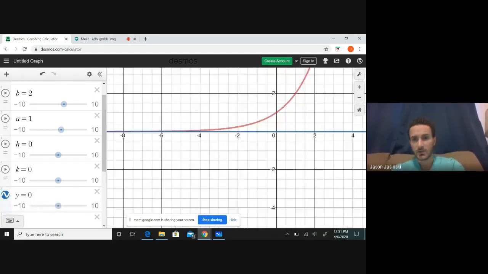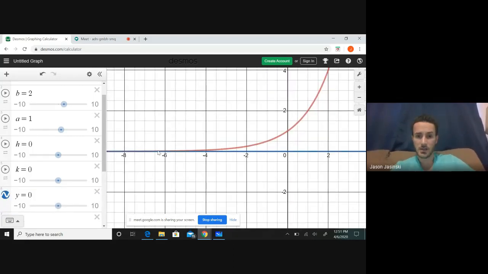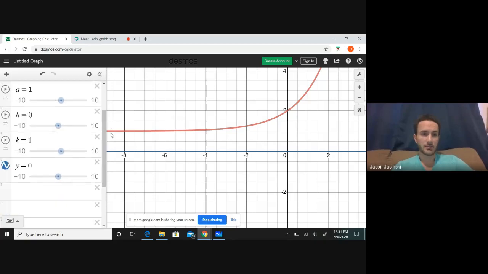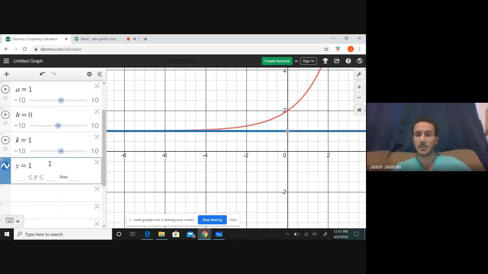Okay, so this red curve very closely appears to touch the blue line, but it never touches it. If k was 0, as indicated here, that constant of 0 means the asymptote is y equals 0. The graph approaches it, but never touches it. On the other hand, if k was 1, my asymptote gets shifted up and would be y equals 1. So the asymptote is related to the value of k.